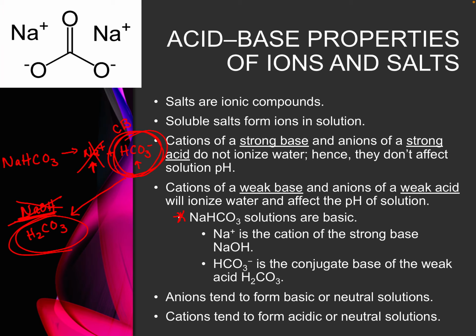If we have anions in general, they will form basic solutions like bicarbonate, or they will form neutral solutions if they came from a strong acid. And then if we have a cation, they will form acidic solutions or neutral solutions like this sodium did.